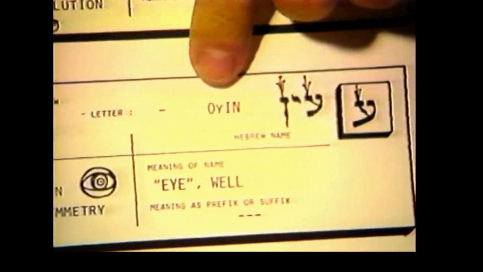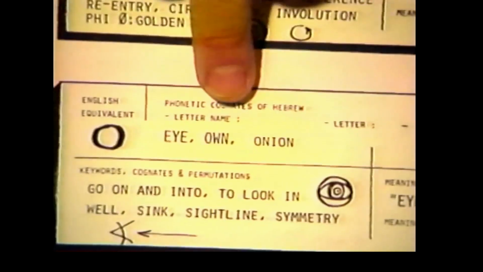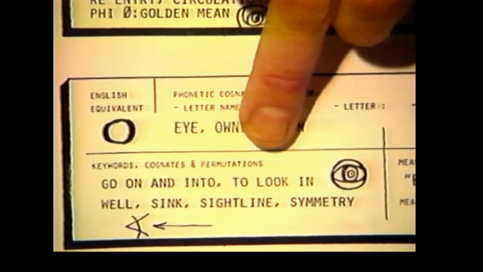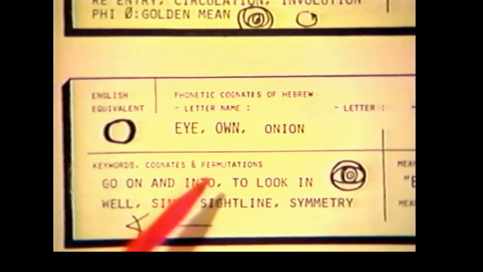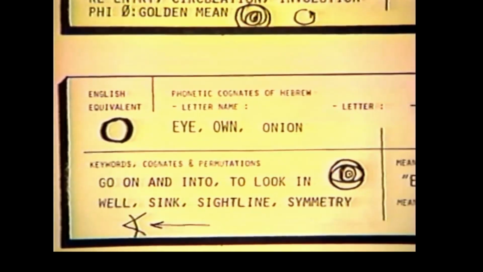And so we're going to find that inward, it is the Ayen, the eye, meaning an eye or a well, cognate to our word eye or own or onion, to project in, to go on and into, to look in, an eye, a well, a sink, a sight line, the idea of symmetry. You look down the spin axis, the eye line, you see symmetry.